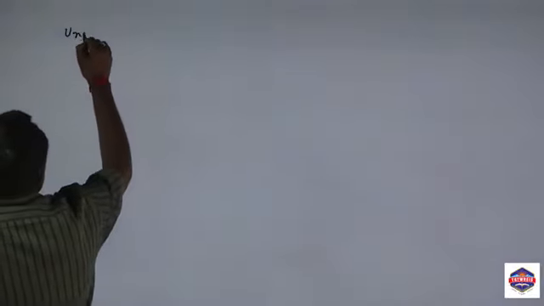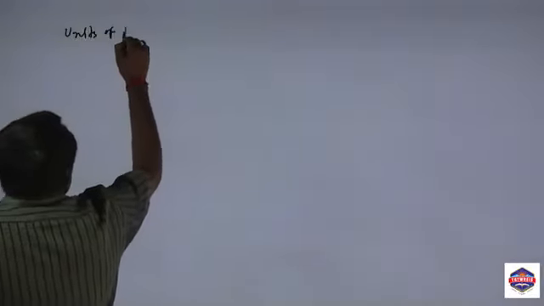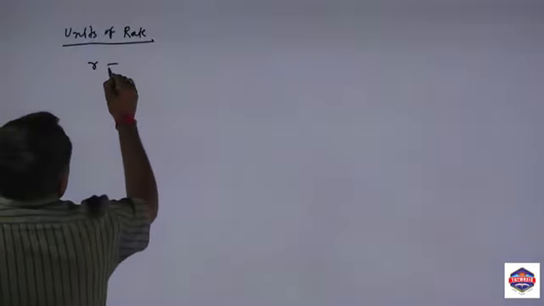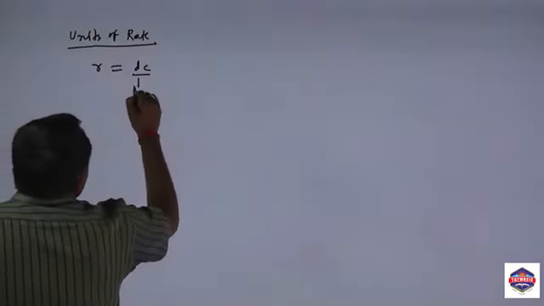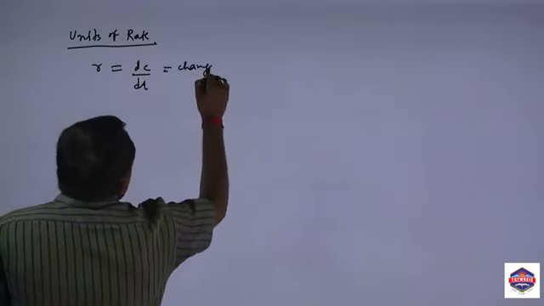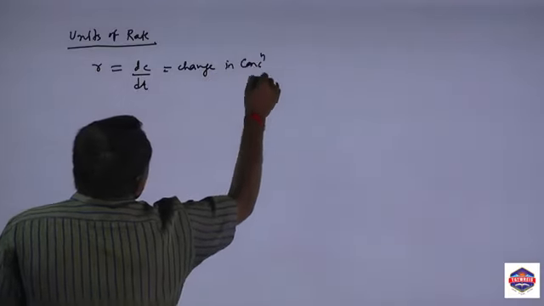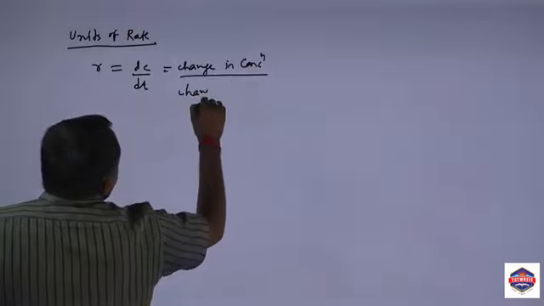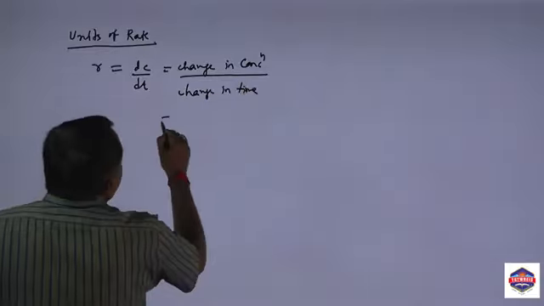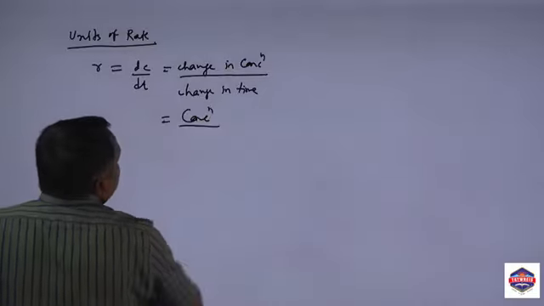Next, what are the units of rate? Rate R is equal to dc by dt. dc means change in concentration, and dt is change in time. Change in concentration we can simply take as concentration, and this is the time.